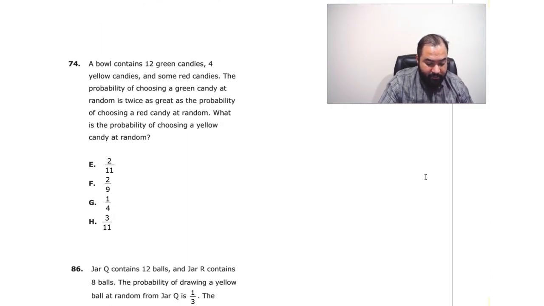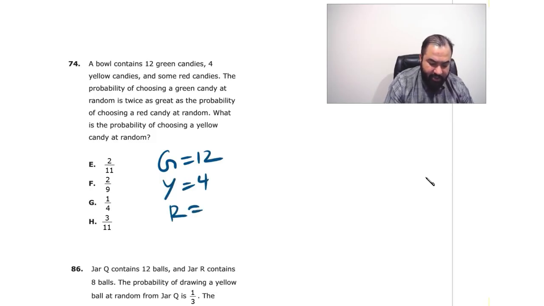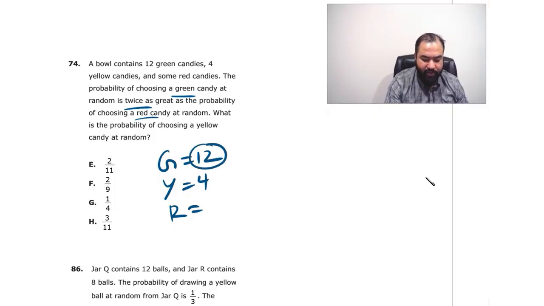Now here it says a bowl of candies. A bowl contains 12 green candies, 4 yellow, and some red, but we don't know how many. Now the probability of choosing a green candy at random is twice the probability of choosing a red. Well, green is 12, so red is what? 6, because 6 times 2 is 12. So red must have been 6.